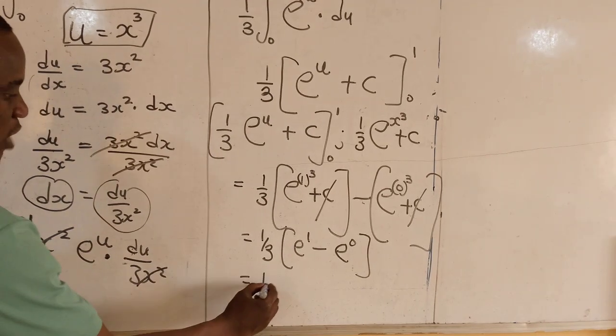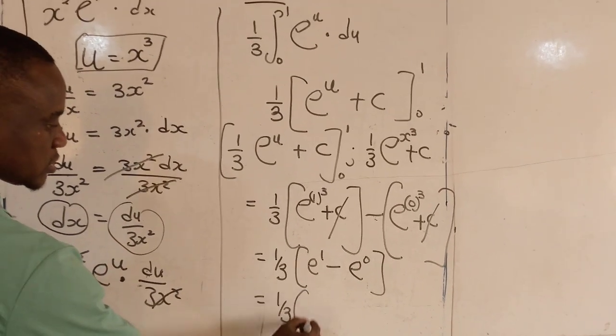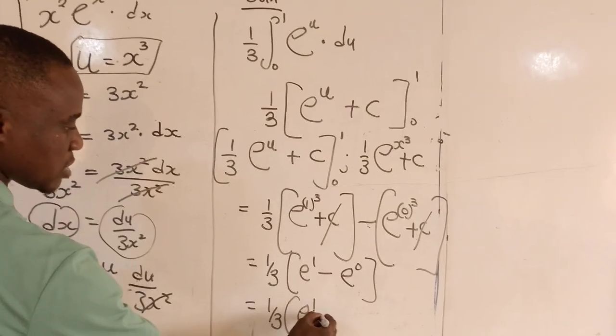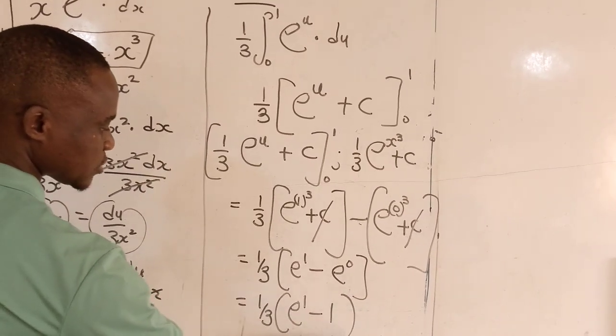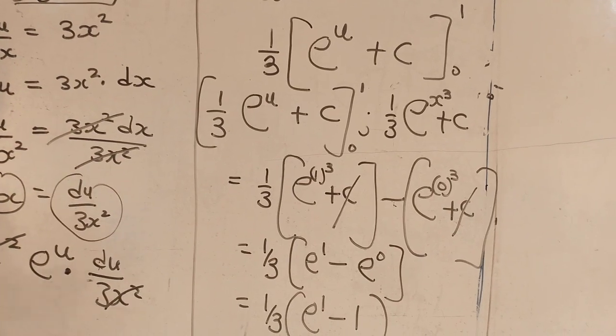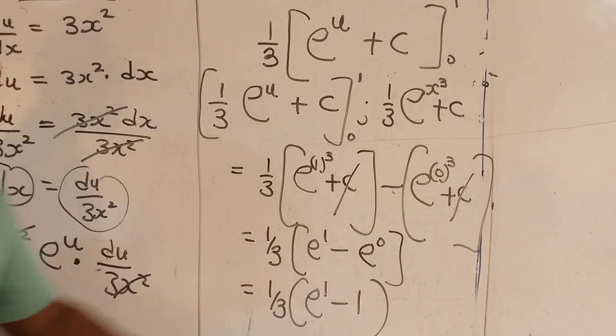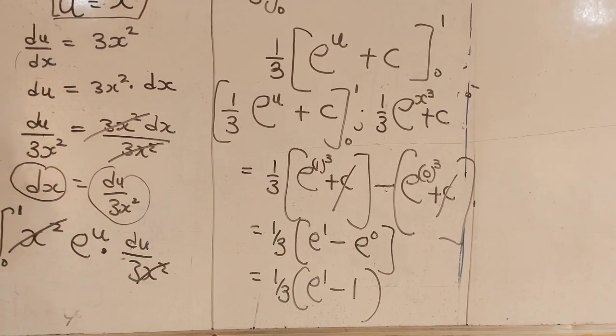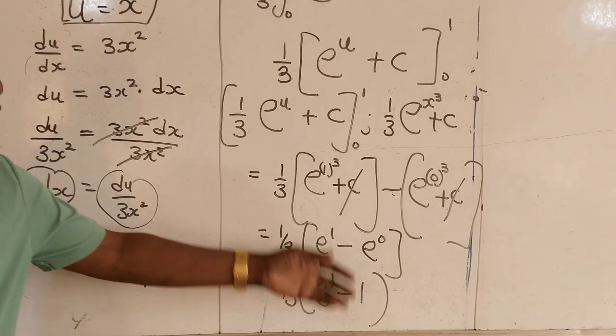Then I have 1 over 3 e raised to power 1 minus 1. Anything raised to power 0 is 1. Even 1 million raised to power 0 is 1. So that is how to solve a question like this.